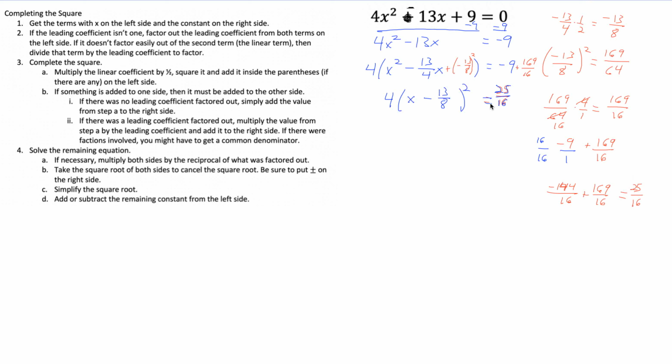And now we're going to solve the remaining equation. So if necessary, multiply both sides by the reciprocal of the leading coefficient. So we want to cancel this 4, so we're going to multiply both sides by 1/4, which over here, these reduce. We have x minus 13/8 squared equals 25/64. 16 times 4 is 64.